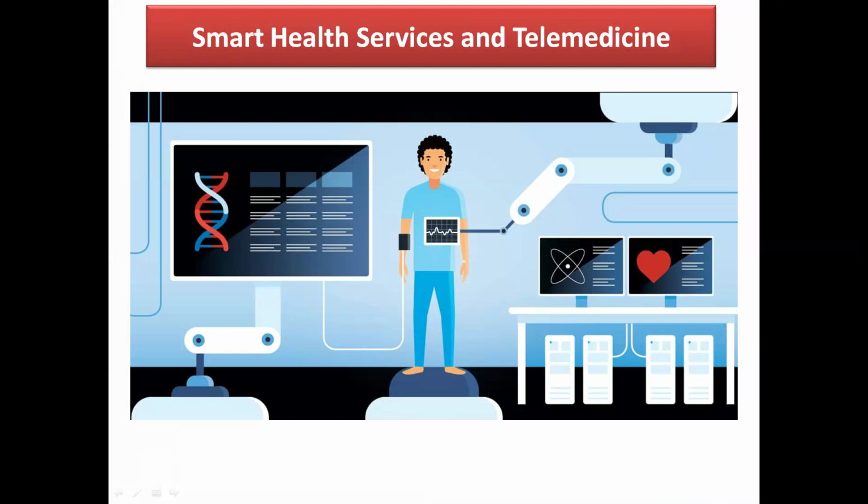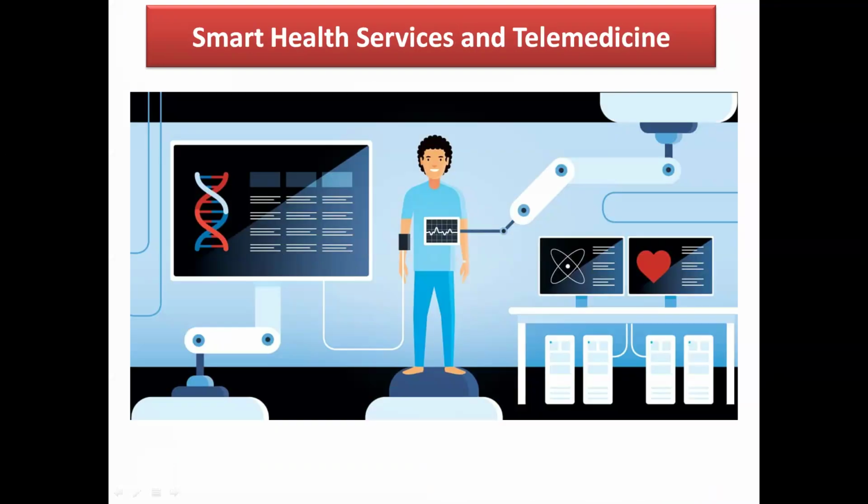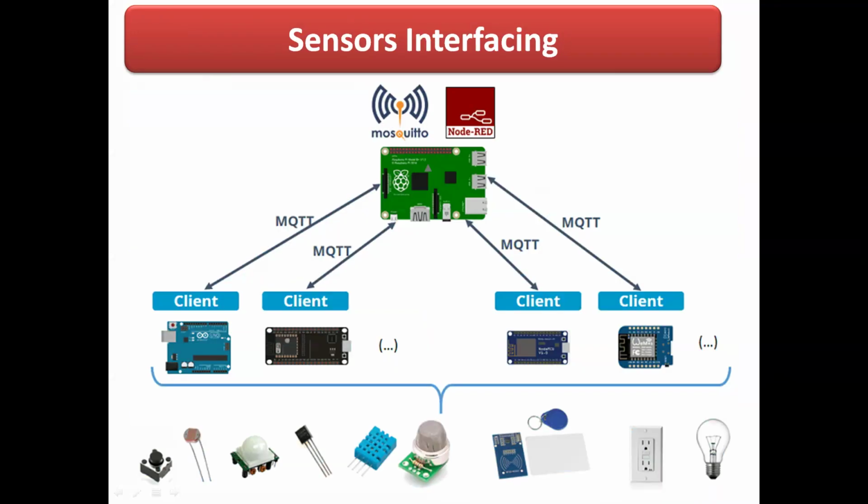So up to now we have seen different use cases. We can work on robotic surgery, 5G powered medical robots, we can work on agribots, agriculture robots. For law enforcement we can work with some drones, but how to implement it? Now we will see which protocols are available to implement these scenarios.